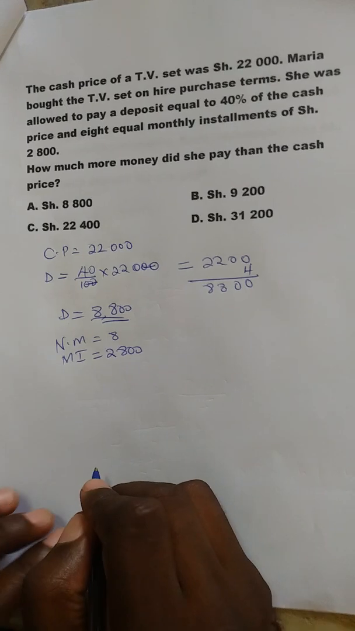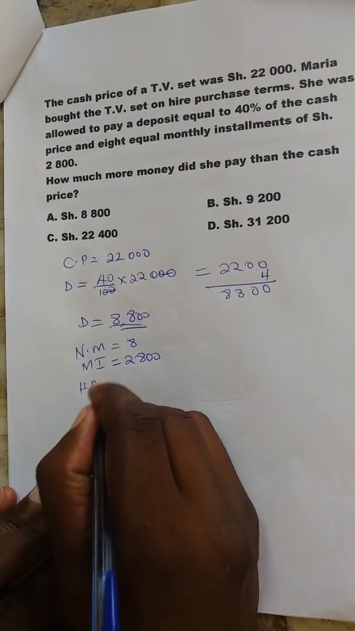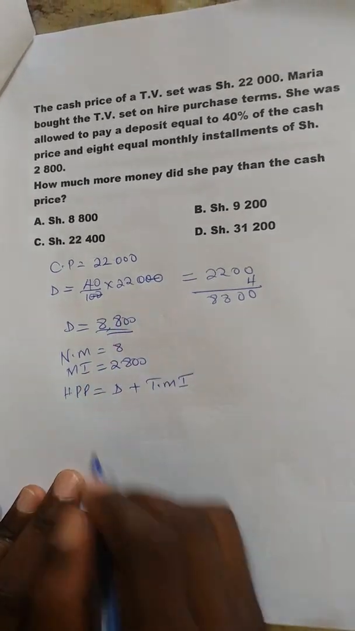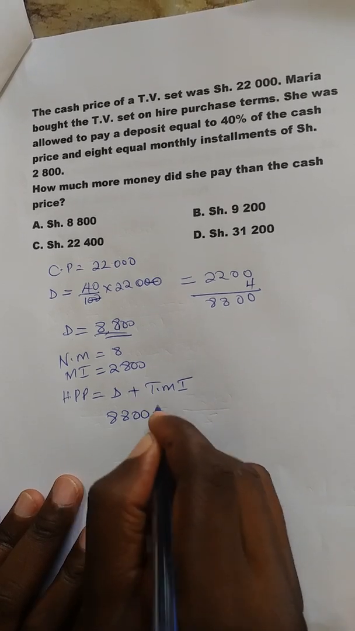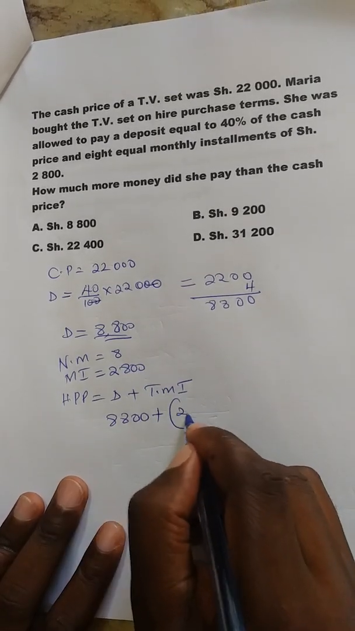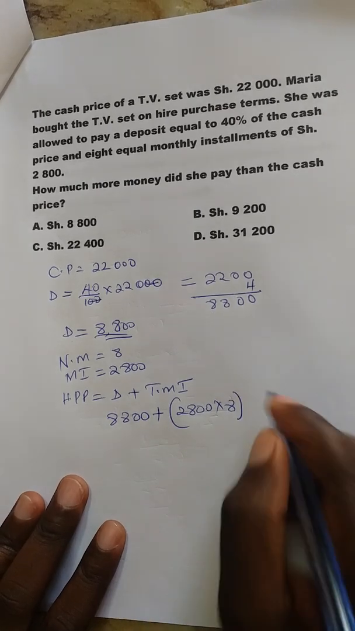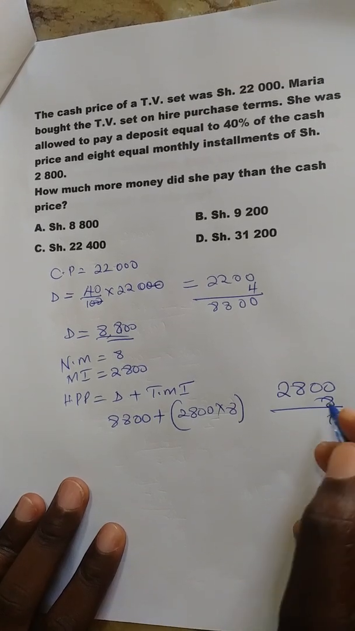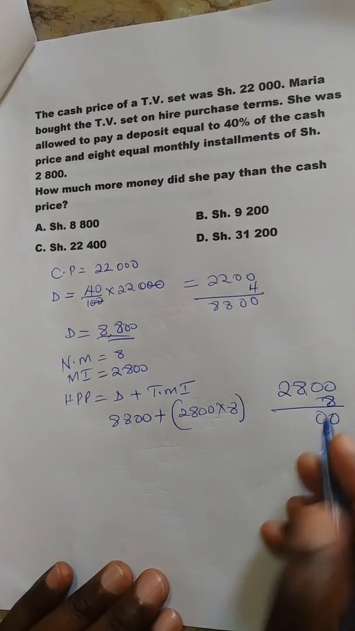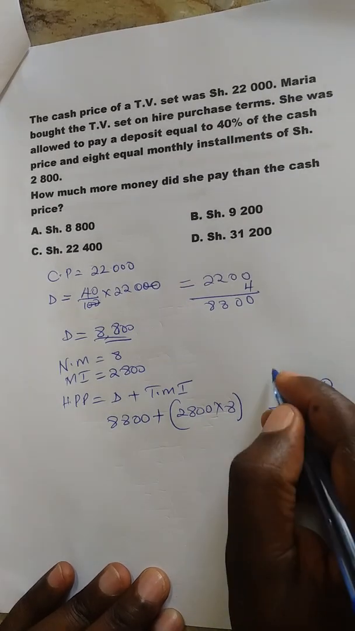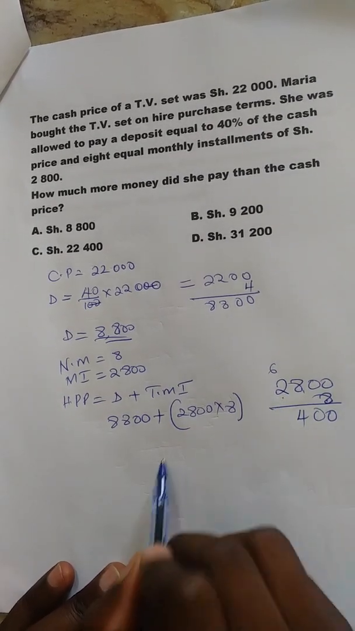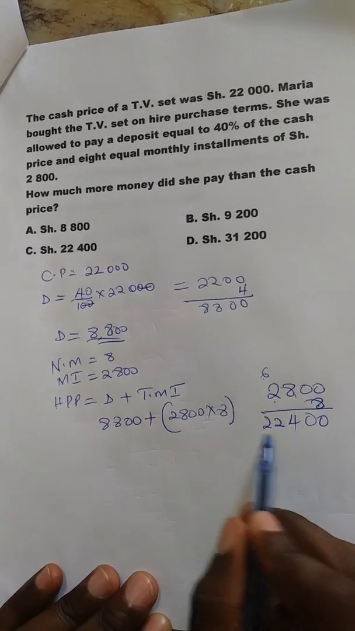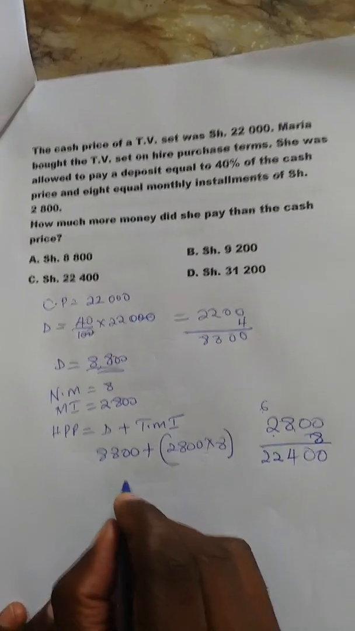So let's get the hire purchase price. Our hire purchase price is equal to deposit plus total monthly installments. Our deposit we have found is 8,800 plus our total monthly installments, which will be given by 2,800 times 8. You multiply 2,800 times 8. 8 times 0, 0. 8 times 0, 0. 8 times 8, 64. You write 4, carry 6. 8 times 2, 16. Plus 6, 22. You get 22,400.